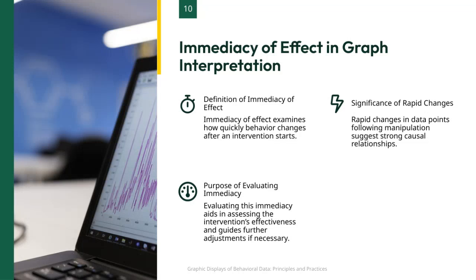Immediacy of effect refers to how quickly we see a change in behavior right after an intervention begins. When data points shift rapidly following a manipulation, it often indicates a strong causal link between the intervention and the outcome. By evaluating this immediacy, we can better determine how effective the intervention is and decide if any adjustments are needed to improve results. This quick response is a crucial indicator in understanding the impact of our actions.